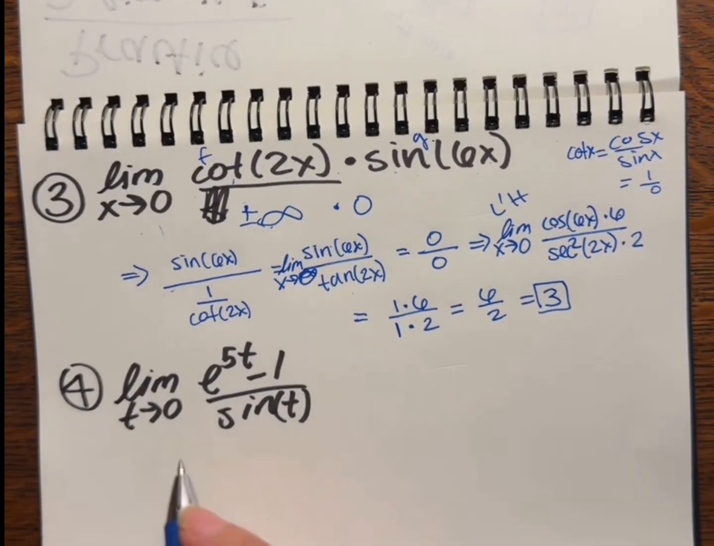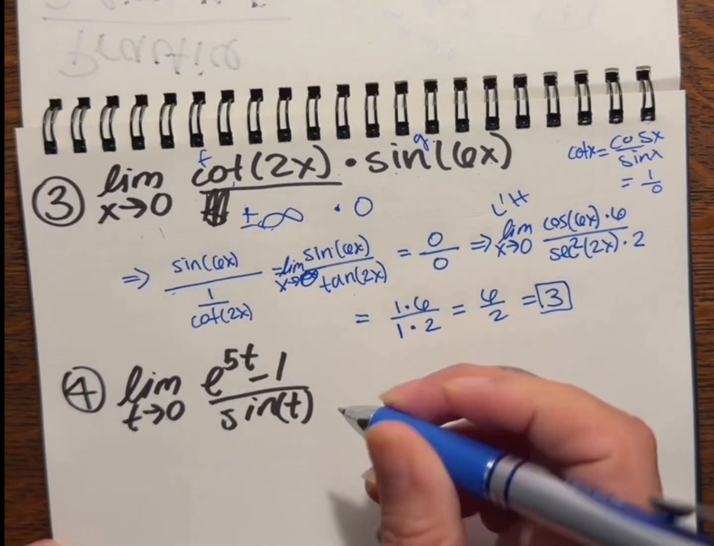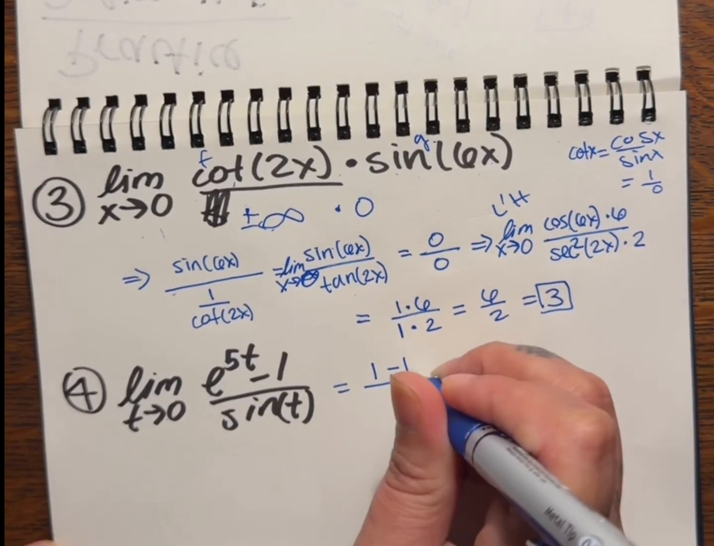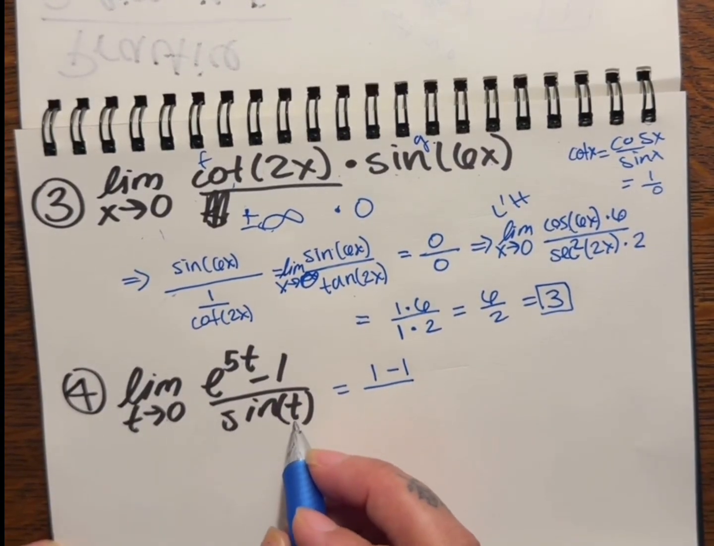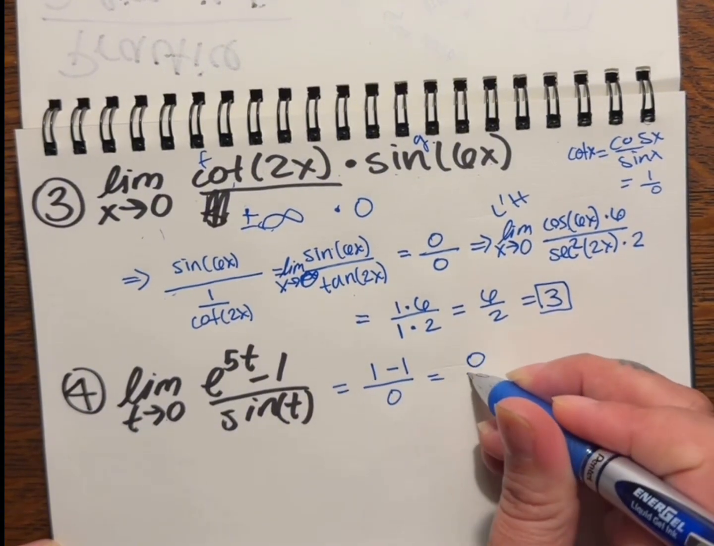Okay, now for the next one, as t approaches 0 here, e to the power of 0 is 1. Anything to the power of 0 is 1, so it's going to be 1 minus 1. And then sine 0 is 0, so we get 0 over 0.